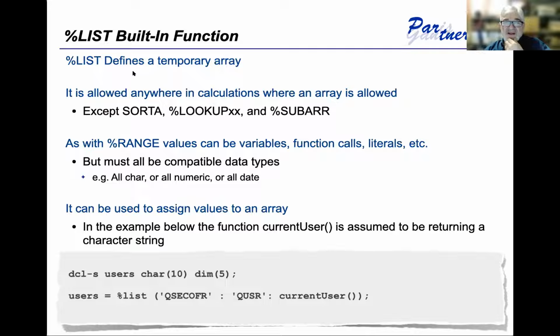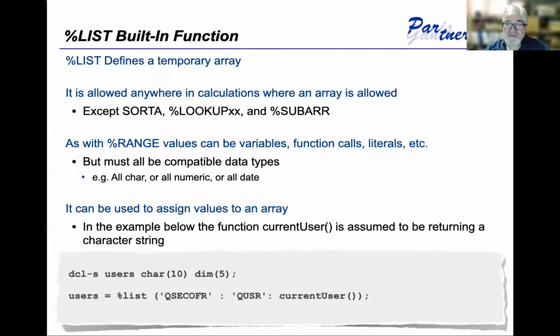Okay, so %list, it defines a temporary array. So I can do it like this. I can say list, and I've got a literal here, another literal, and I've got a function call, which is returning a character string. And I've then got an array that I've called users, and there's 5 elements in it. And so I can fill that array by saying users equals list. In other words, copy this temporary array into that.